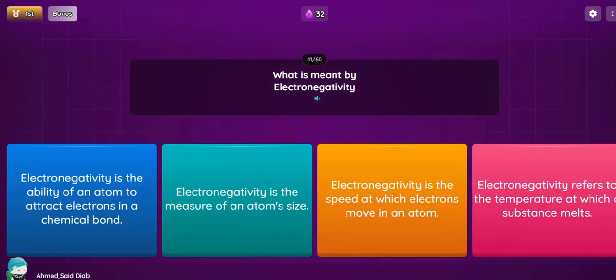Question: what is meant by electronegativity? Option 1: electronegativity is the ability of an atom to attract electrons in a chemical bond. Option 2: electronegativity is the measure of an atom's size. Option 3: electronegativity is the speed at which electrons move in an atom. Option 4: electronegativity refers to the temperature at which a substance melts.